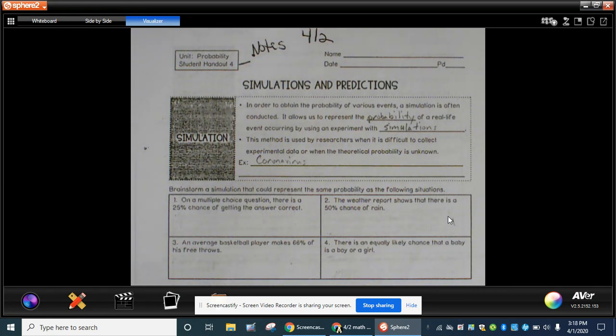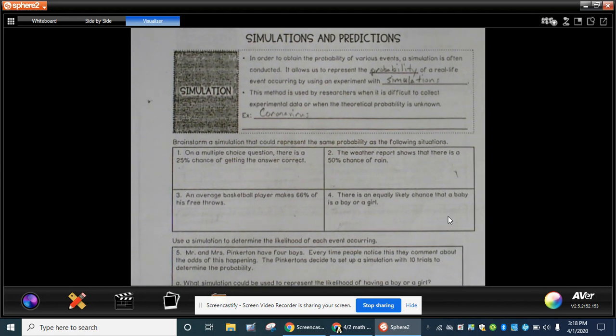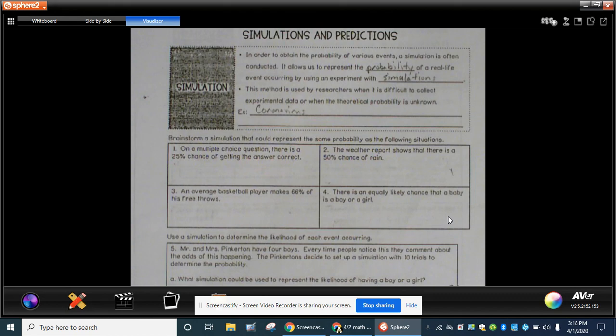All right, so a simulation can also be like flipping a quarter or spinning a spinner. I know that some calculators and your phone even have access to a simulation to flip a coin or spin a spinner.